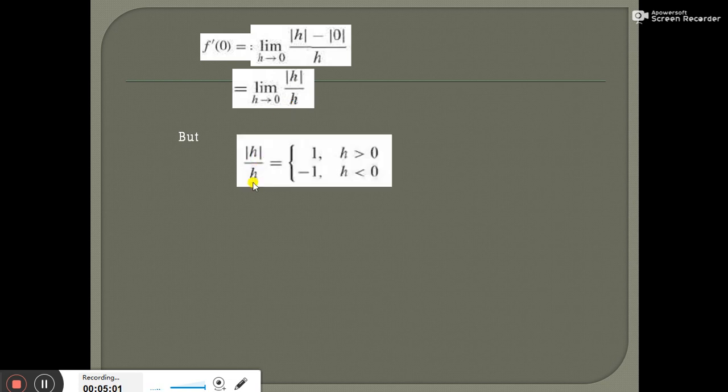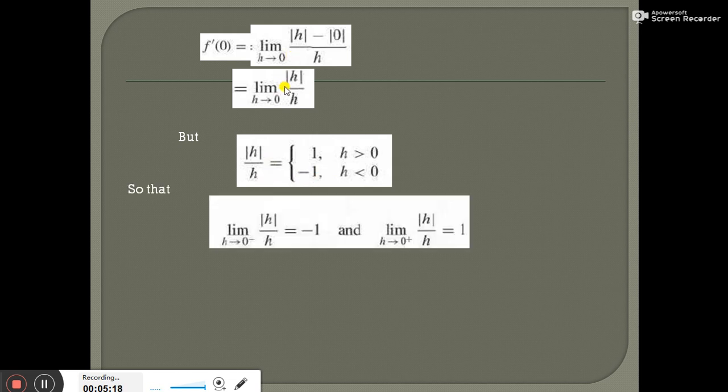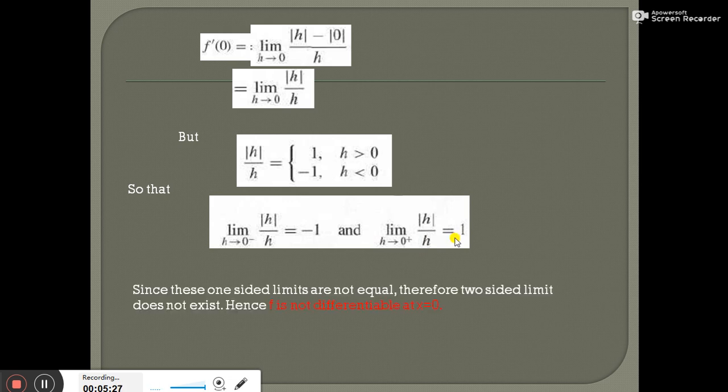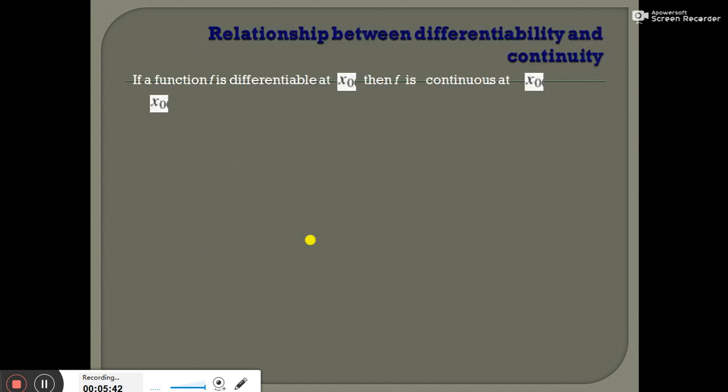But mod of h by h is equal to 1 when h is greater than 0, because mod of h is equal to h, and h by h gives 1. When h is less than 0, mod of h is minus h, and minus h by h gives minus 1. Now substitute these values in the limit. For the left hand limit we have minus 1, and for the right hand limit we have 1. As this is the left hand derivative and this is the right hand derivative, and both are not equal, therefore this function is not differentiable at x equal to 0.